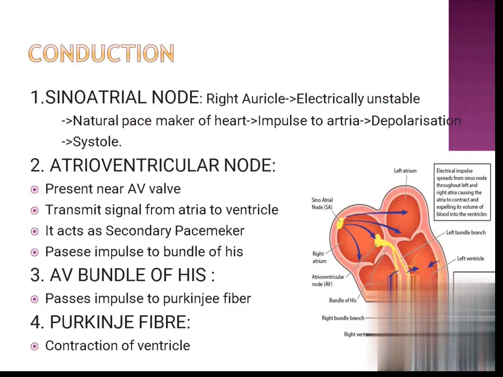Then coming to the conduction, which I explained somewhat earlier in the slide. The sinoatrial node, which is present in the right auricle, produces electrically unstable signals. These electrical unstable signals help to produce impulses. This is also known as the natural pacemaker of the heart, which I mentioned earlier. Now these impulses are given to the atria.